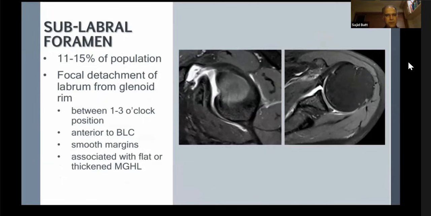The sublabral foramen is a little hole which is present connecting the joint space here with the subscapularis bursa. Subcoracoid recess is here. This is the subscapularis bursa. So normally, subcoracoid bursa doesn't communicate with the joint space. Subscapularis bursa almost always communicates with the joint space. I'm sorry if I said subcoracoid recess here. This is wrong. This is subscapularis bursa. And this is present at the 1 o'clock to 2 o'clock junction. So don't call that. That's normal.